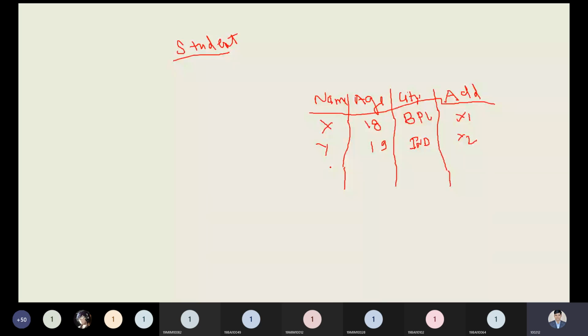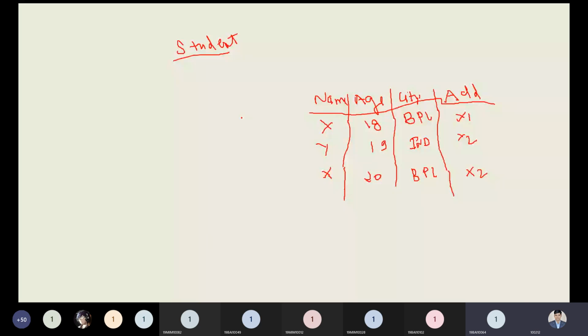Now next I'm putting another name, that is X. Name could be the same, age is different like 20, and the student also belongs to the same city, that is BPL, and his address is X2. Now can anyone tell me all records are unique? No, sir. Why? Sir, because the same thing is occurring, like city Bhopal, Bhopal, and address, but there is a key attribute, age, which uniquely defines a record.